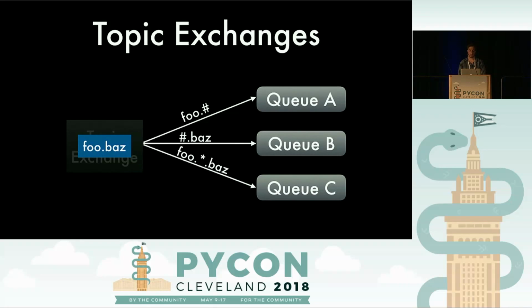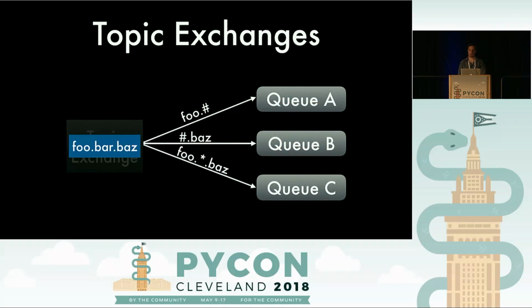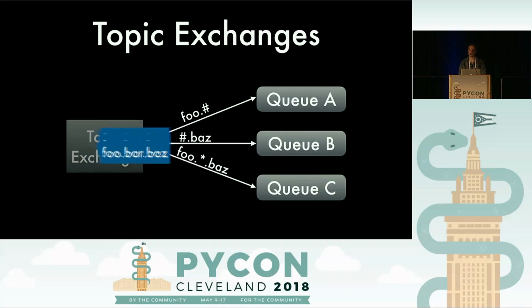So, foo.baz now matches both queues A and B because it begins with foo, so it matches QA, and ends in baz, and it matches QB. Foo.bar.baz now matches all 3 bindings, so the message gets routed to all of our queues.